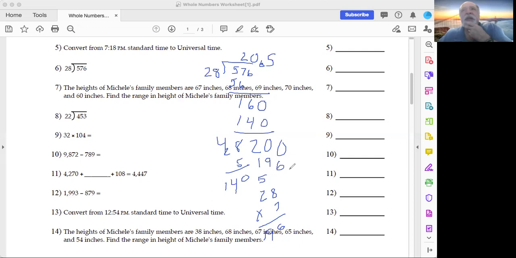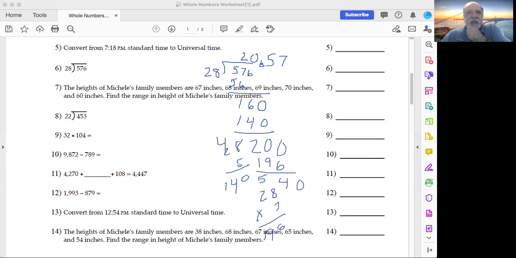Okay. And that leaves 4. That's 40, right? So throw a 7 in there, right? And we can just keep going. We'll just carry it out to 2 decimal places. So let's see what we get.